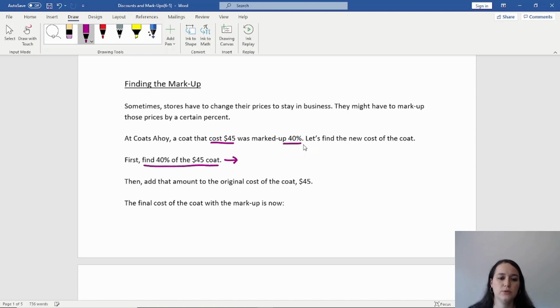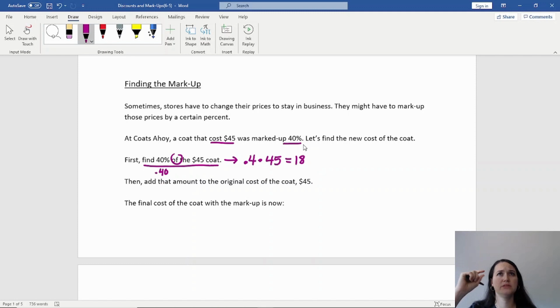If you remember from our percent proportion or percent equation video, either one of those, this is going to look like 0.4, because that's my 0.40, my percent as a decimal. Of means multiply, times $45. So let's find out what that is. 0.4 times 45, not minus. Check your signs on your calculator, make sure you're doing the right thing. Equals $18. That's how much I'm going to mark this coat up.